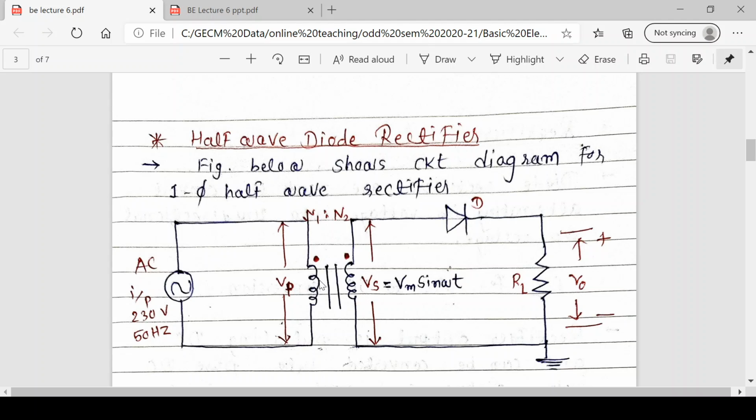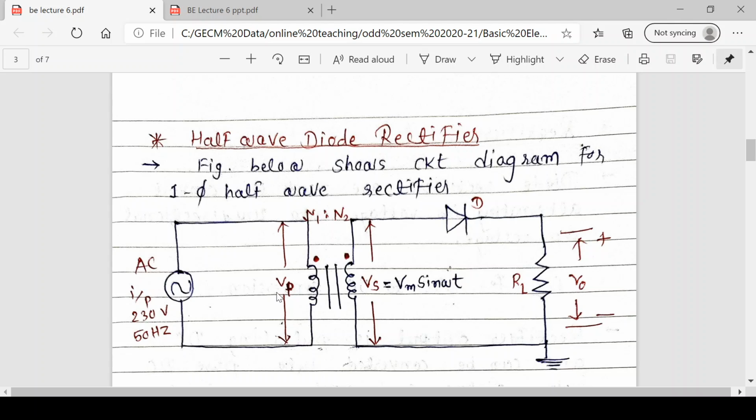Secondary winding of transformer and primary are not physically connected, but they are magnetically coupled. So this is the symbol for that. And the secondary of the transformer is connected to a diode through a load resistance and ground. So across the load we will measure the output voltage of rectifier.